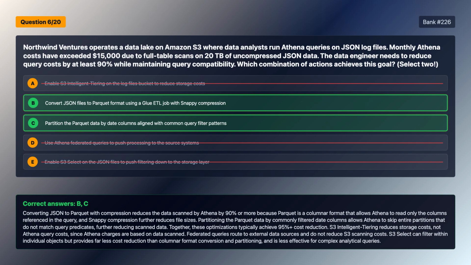S3 Intelligent-Tiering reduces storage costs, not Athena query costs, since Athena charges are based on data scanned. Federated queries route to external data sources and do not reduce S3 scanning costs. S3 Select can filter within individual objects but provides far less cost reduction than columnar format conversion and partitioning, and is less effective for complex analytical queries.